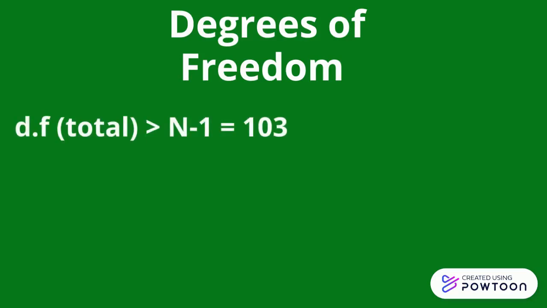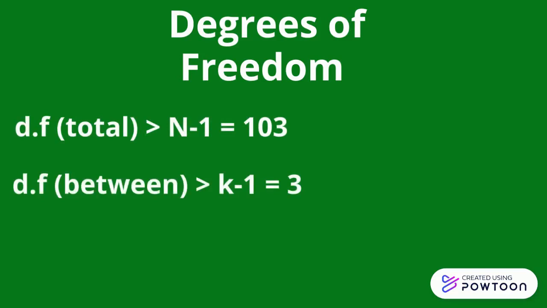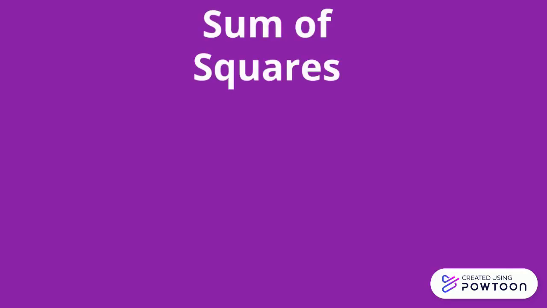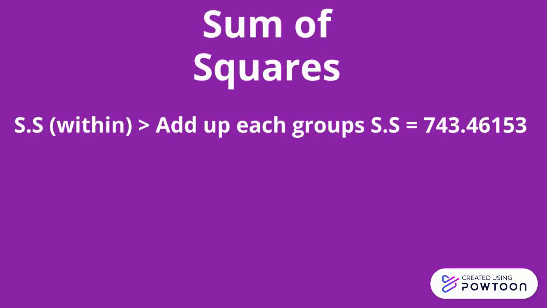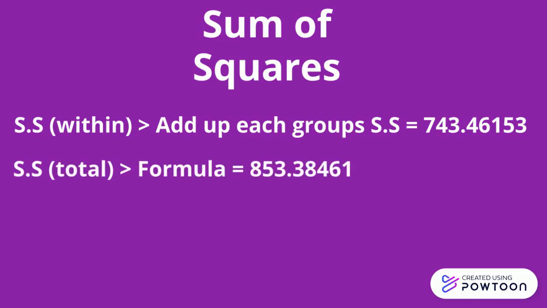First, let's do degrees of freedom, beginning with degrees of freedom total, which is n minus 1. Next, degrees of freedom between is k minus 1. To find degrees of freedom within, you just subtract. Let's find the sum of squares. To find within, I will add up each group's sum of squares. Next, to find the total, I will take the formula of sum of x squared minus g squared divided by n. And then, once again, to find the between, I will just subtract.